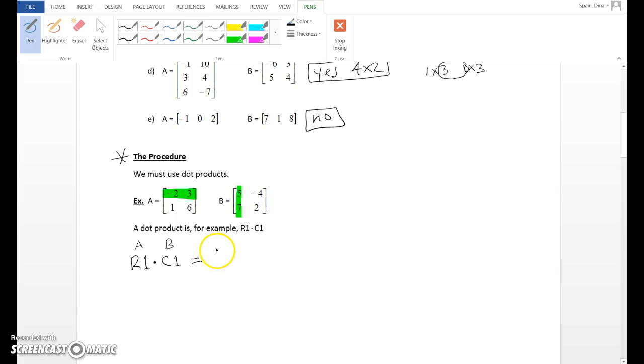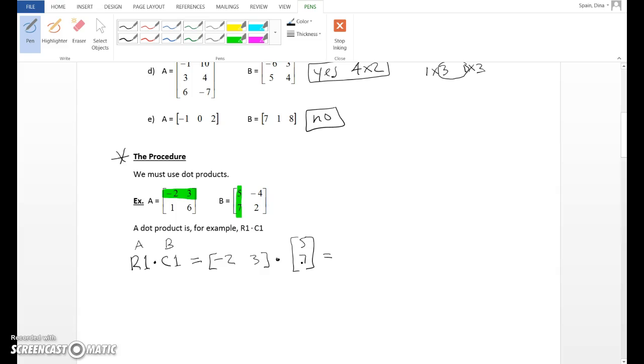I'm going to rewrite it here. Here's row 1. I just grab that row and dot it with the column, that first column. This is really writing out what a dot product is. A little bit later when we start multiplying matrices, we're not going to write it out like this each time.